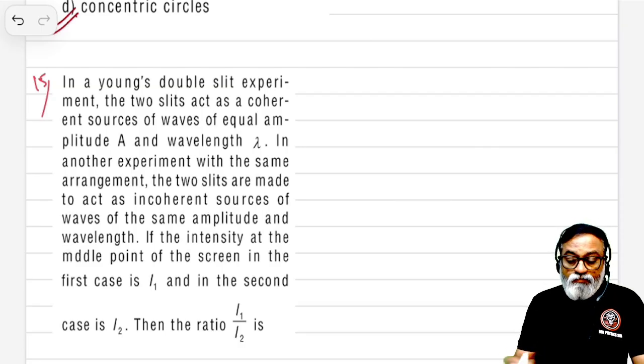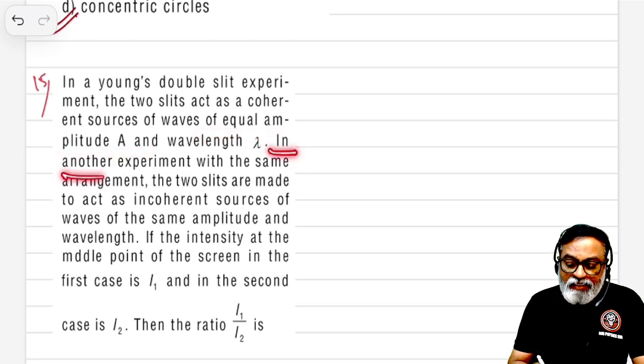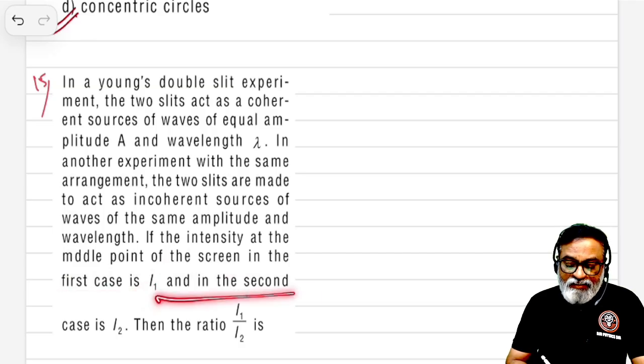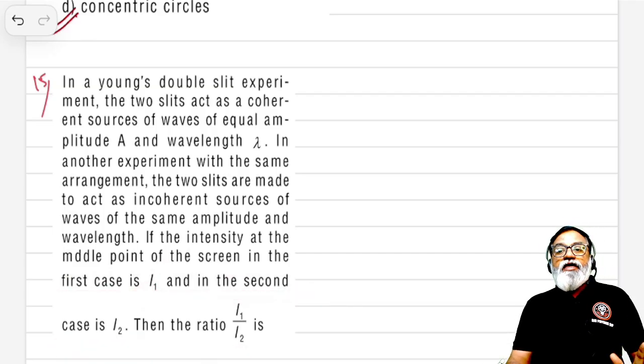Next, in Young's double slit experiment, two slits act as coherent sources of waves of equal amplitude A and wavelength lambda. In another experiment with the same arrangement, two slits are made to act as incoherent sources of waves of the same amplitude and wavelength. If the intensity at the middle point of the screen in the first case is I1 and in the second case is I2, then I1 by I2.